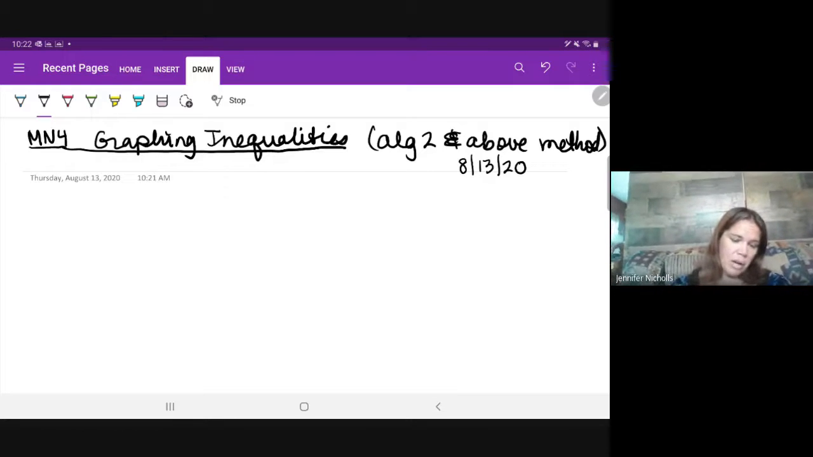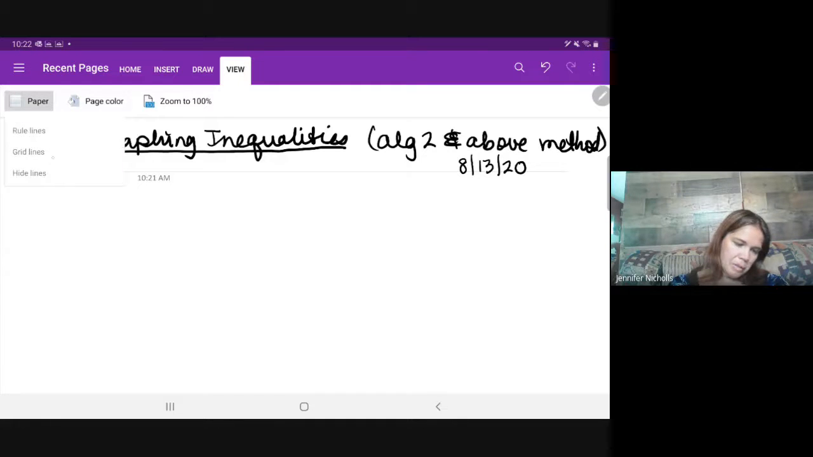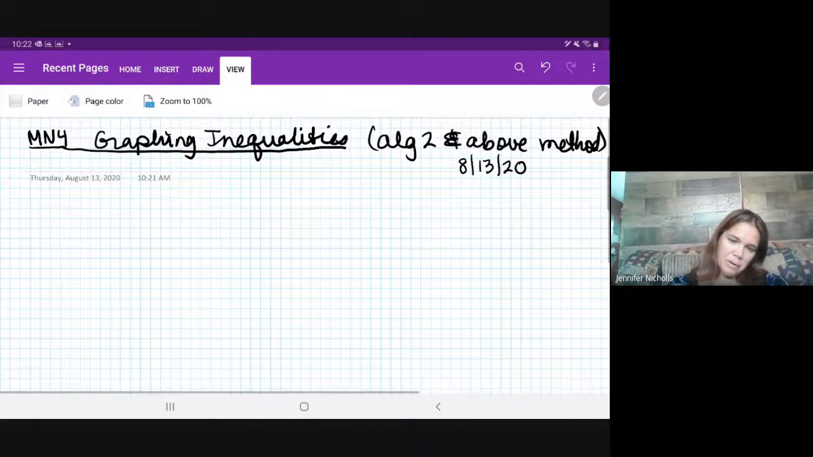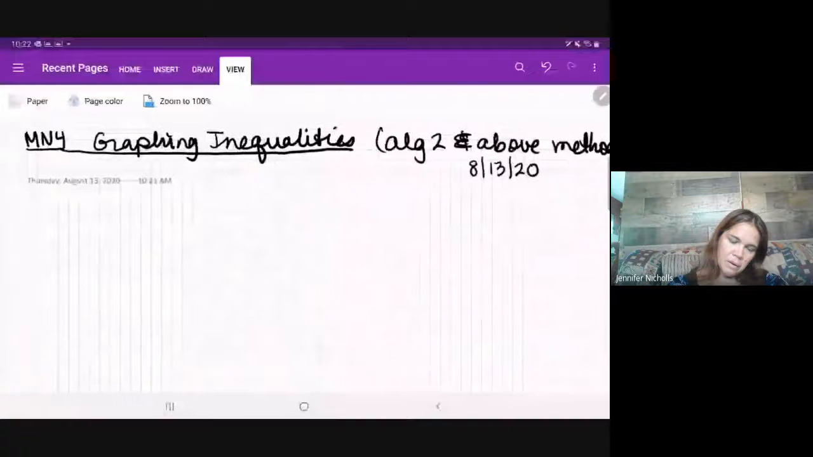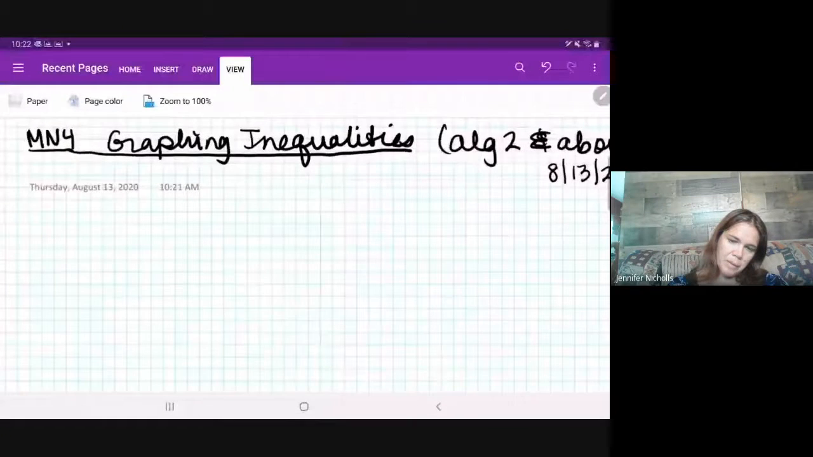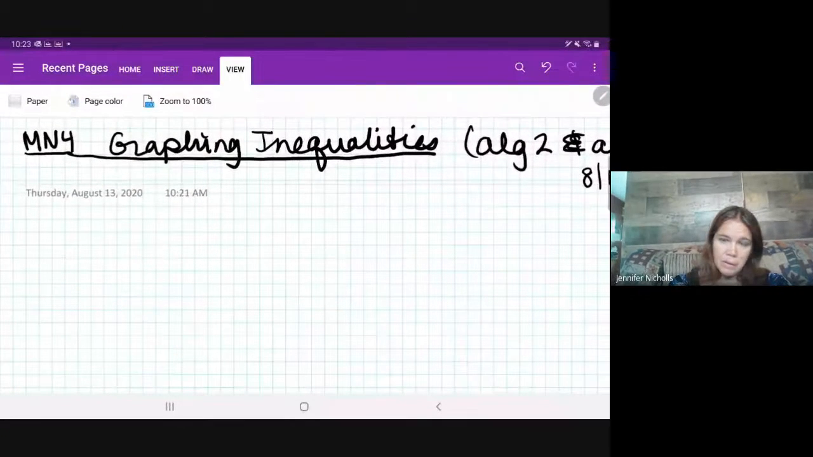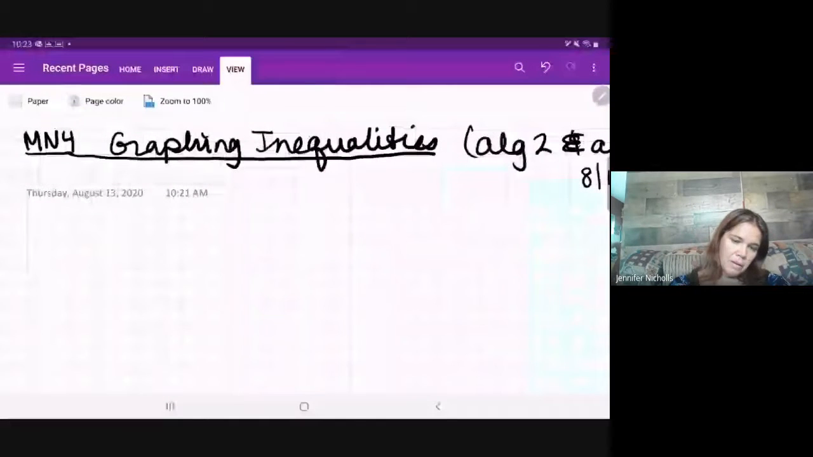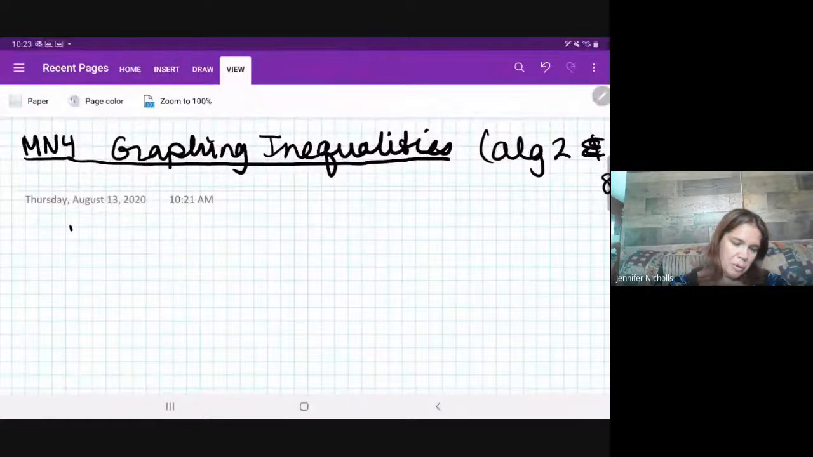Okay, so graphing inequalities. I need to be on graph paper. So let me change to graph paper. Okay, I'm going to zoom in so you can see the graph paper better. Okay, so let me show you one. And then we'll see what you guys remember.